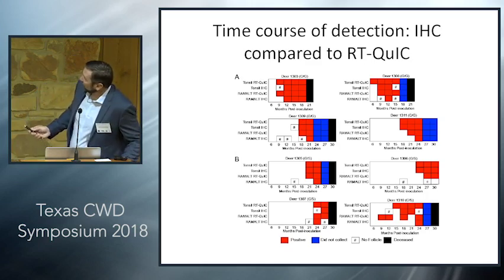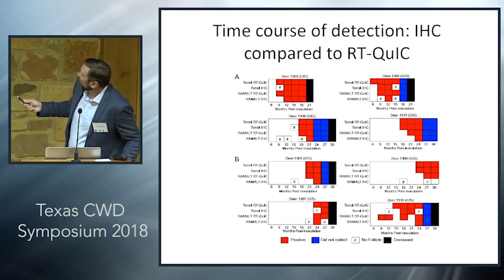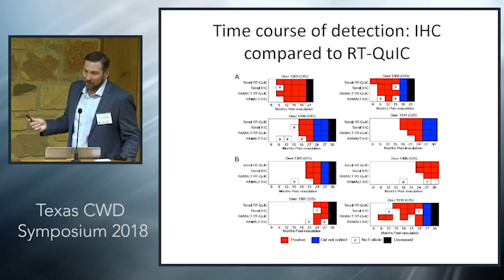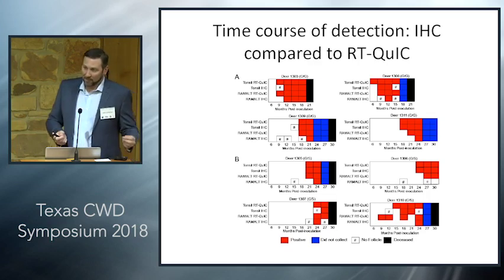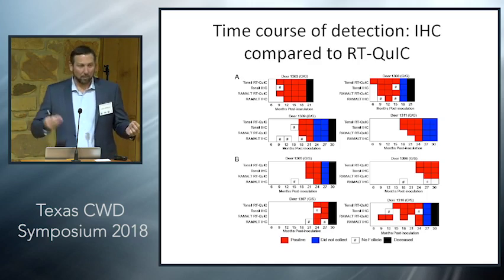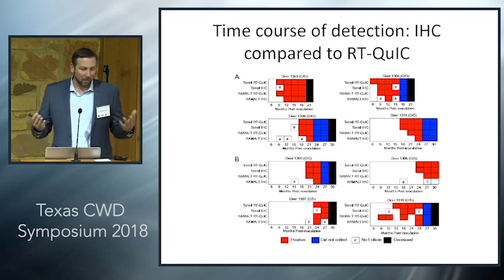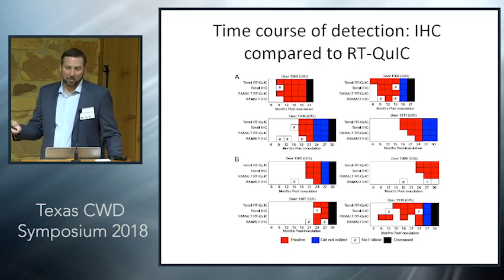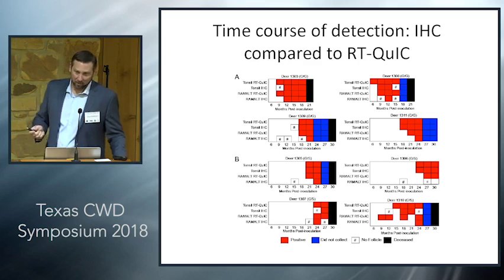So this is a graphical representation of 4 different deer. These are GS on the bottom and GG on the top. And you'll notice that the GG deer get sick a little bit faster than the GS deer. And the other thing I'd like to point out is that, it's kind of hard to read all this, but in most cases, you'll see a tonsil RT-QuIC positive, rectal RT-QuIC positive, and then eventually positive by IHC. So that was consistent for every animal we tested. They were either tested concurrently positive by RT-QuIC and IHC, or were RT-QuIC positive early and then progressed to IHC. So RT-QuIC wasn't measuring a non-specific CWD activity. It was just detecting disease a little bit earlier.